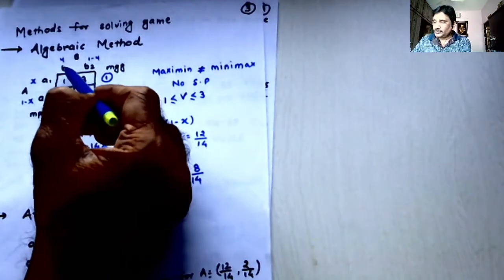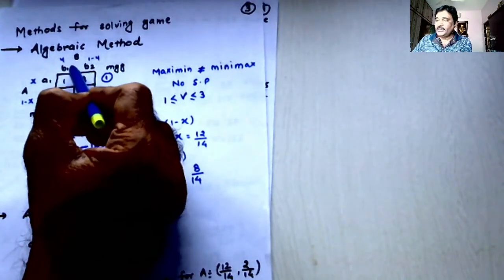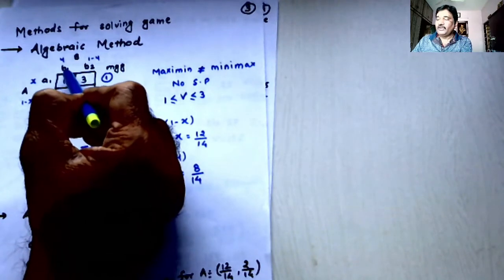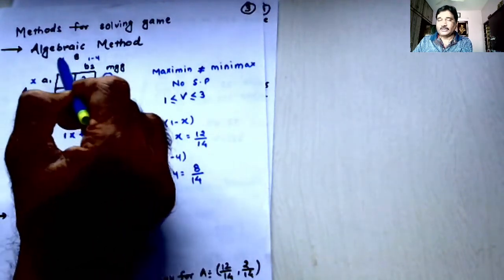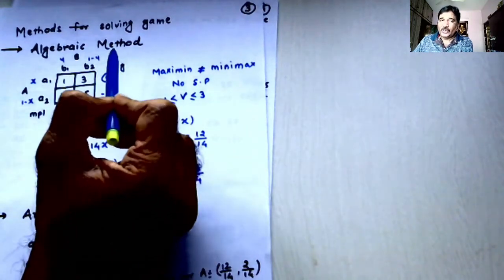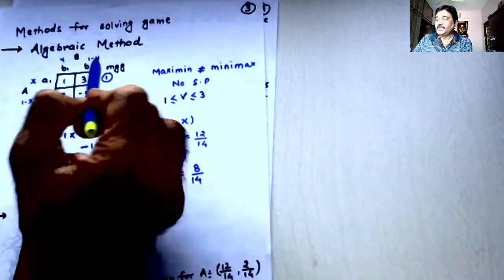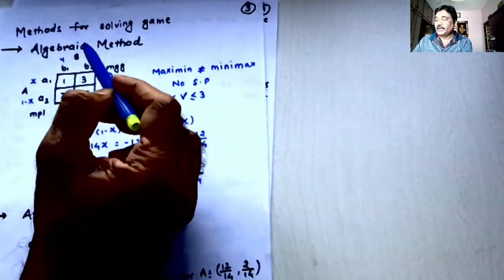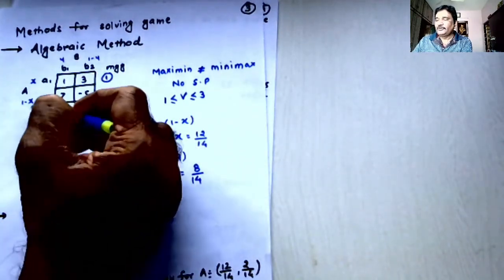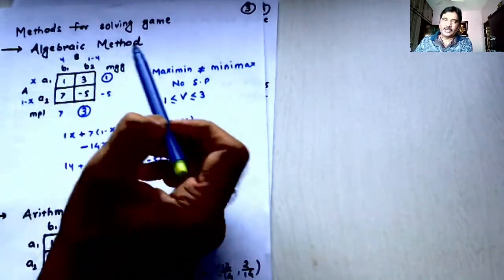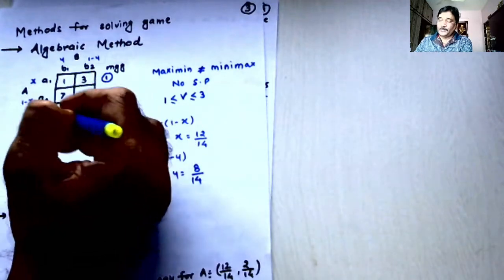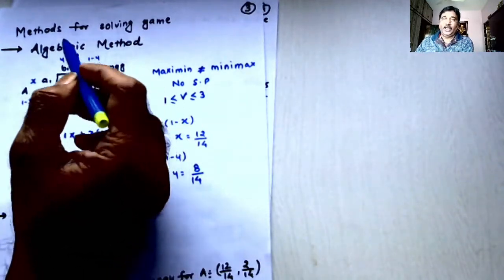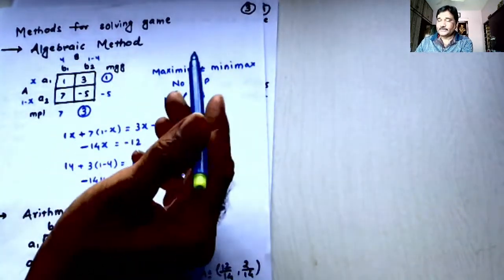Simultaneously, we will also be assuming that player B will be playing B1 in proportion y, where y is the proportion in which B1 will be played, and obviously 1 minus y will be the proportion in which B2 will be played. Our target is to find the value of x and the value of y. Once we find them, we will get the proportion in which A1, A2 and B1, B2 will be played.